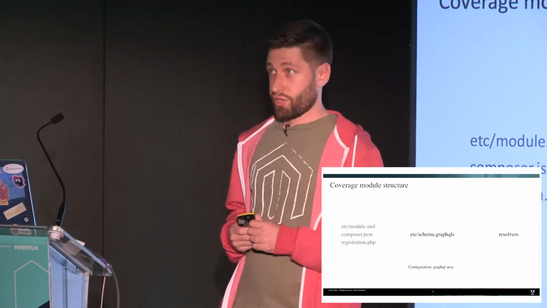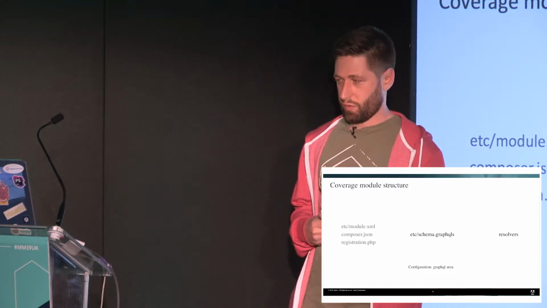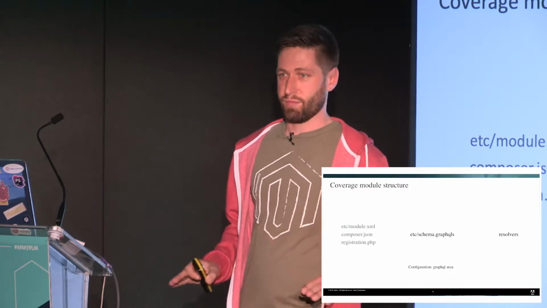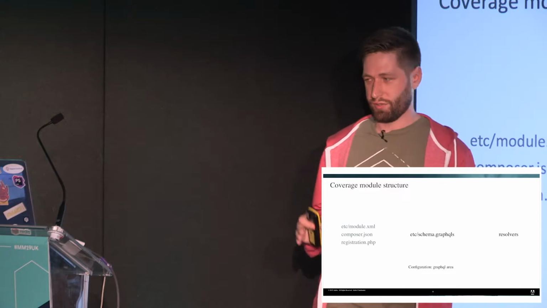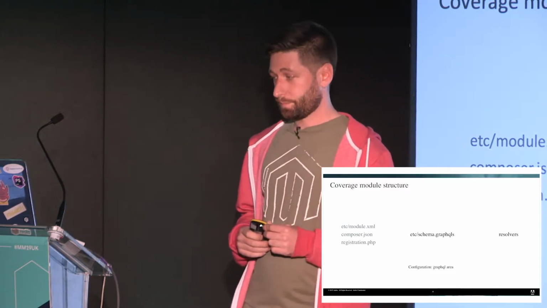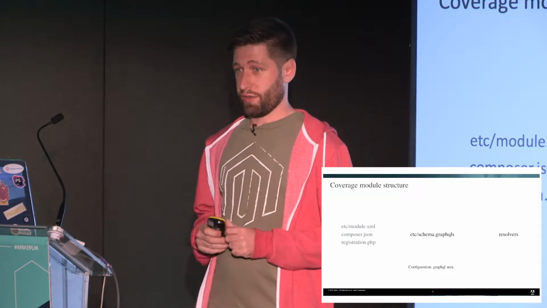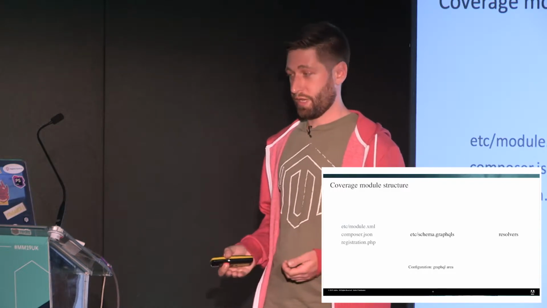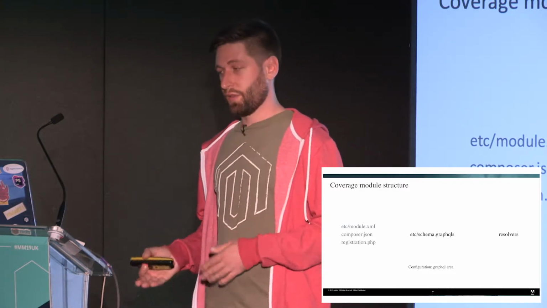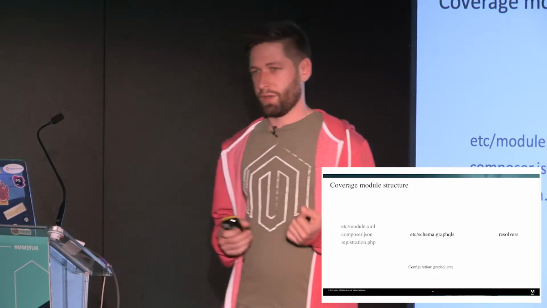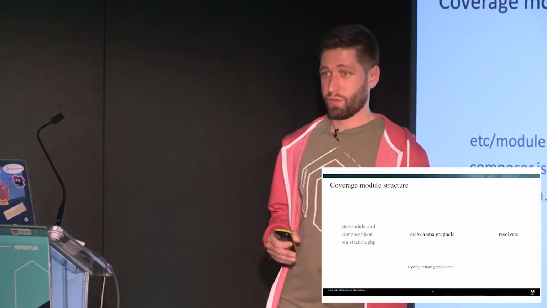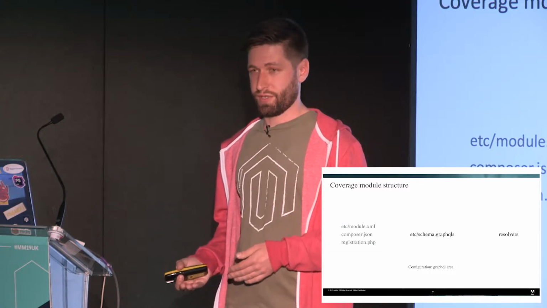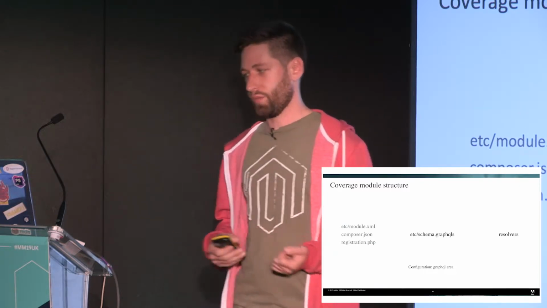So the structure of any coverage module of GraphQL is pretty simple. It's some basic required stuff for any Magento module, like module.xml, composer.json, and registration.php. And the only thing that you have to implement to cover your module or Magento module with GraphQL API is the schema, the example of which I showed you on previous slides, and resolvers. Resolvers are PHP classes responsible for resolving the requested fields to the data that will be returned.